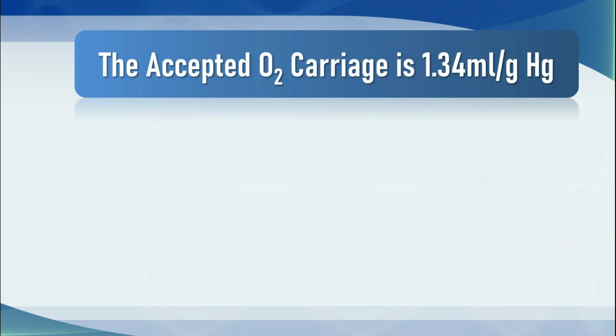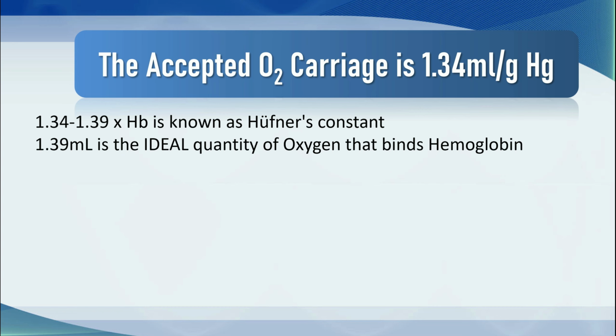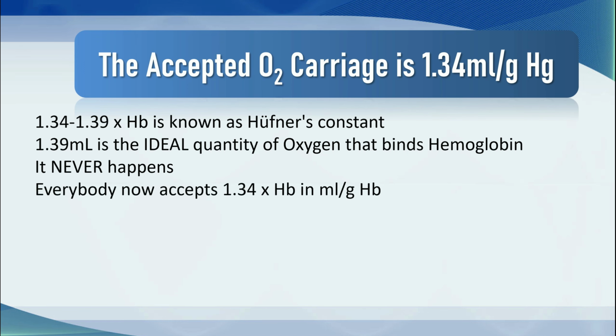This figure is known as Hüfner's constant, and the 1.39 mils that we calculated is the ideal quantity of oxygen that binds hemoglobin. That never happens. And after several decades of in vivo research, everybody agreed and now accepts a lower number of 1.34 times the hemoglobin in mils per gram.